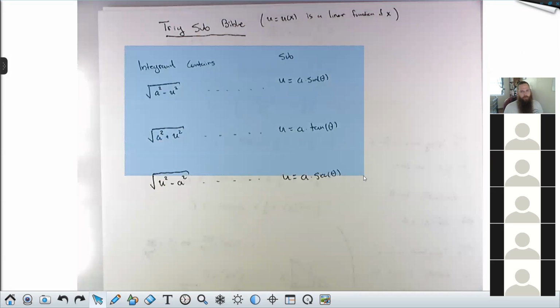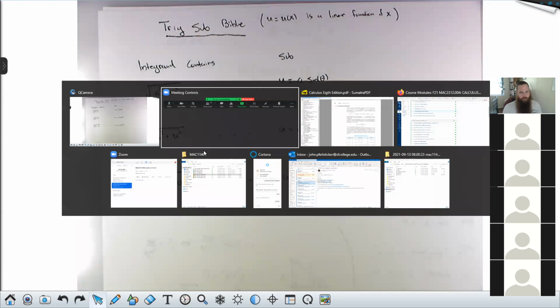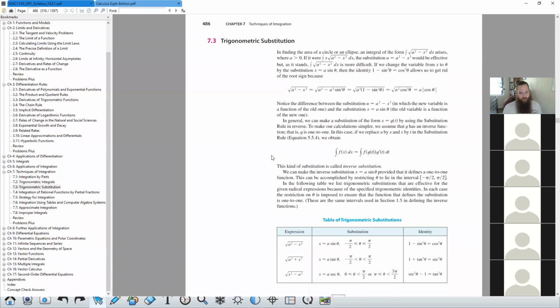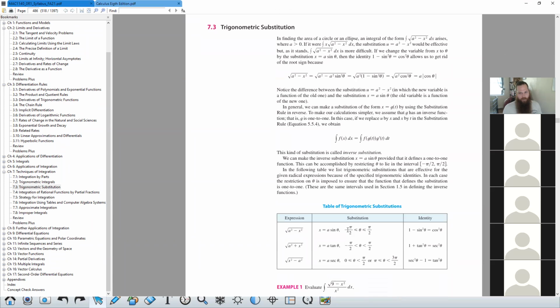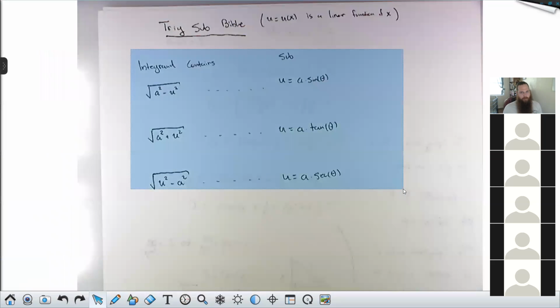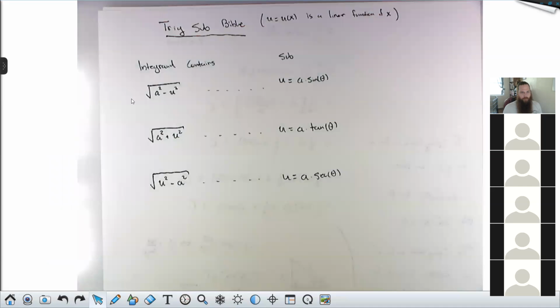This is what you need to remember. Right? The textbook has a version of this, and they show the related identity in the third column, and they show the specific range of theta values that we're allowed to consider here. This is the bare minimum that you need to remember, all right? So if you see something like this and you can't get away with a basic substitution, here's the trigonometric substitution you need to use.